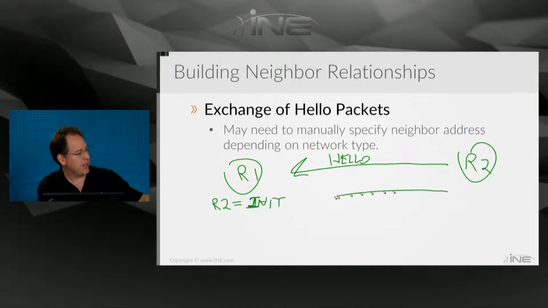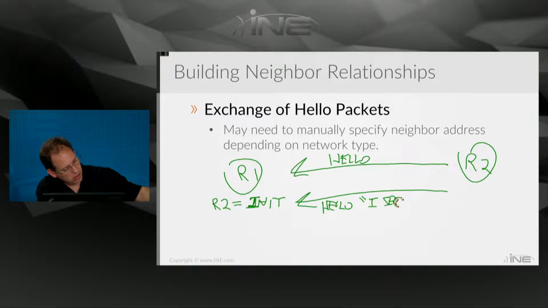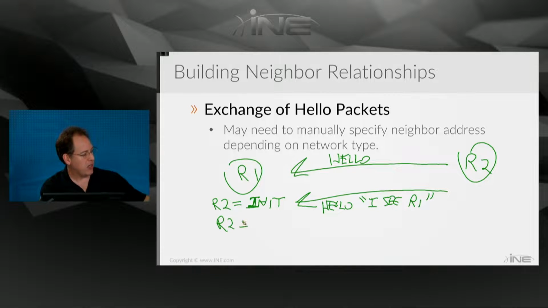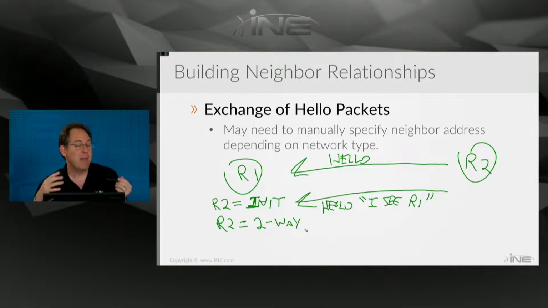Now let's say a hello comes in from router 2. And it says, I see R1. So now my neighbor relationship would change to what's called the two-way state. Router 1 would say, okay, I see him and he sees me. He's actually got my name, my router ID, inside of his hello packet. So that means he must have received my hello packet. We see each other. Now we're at the two-way state.